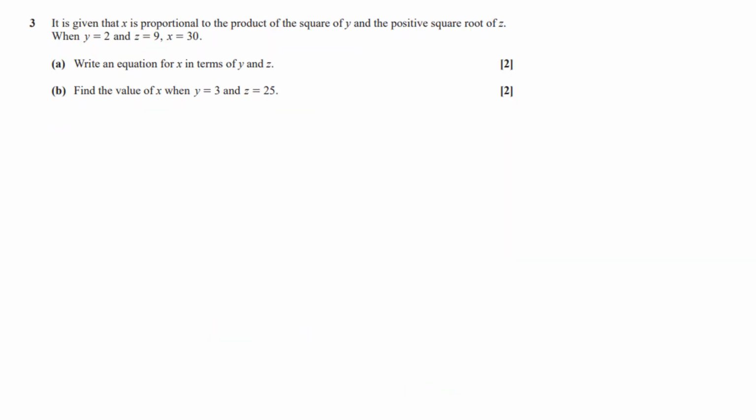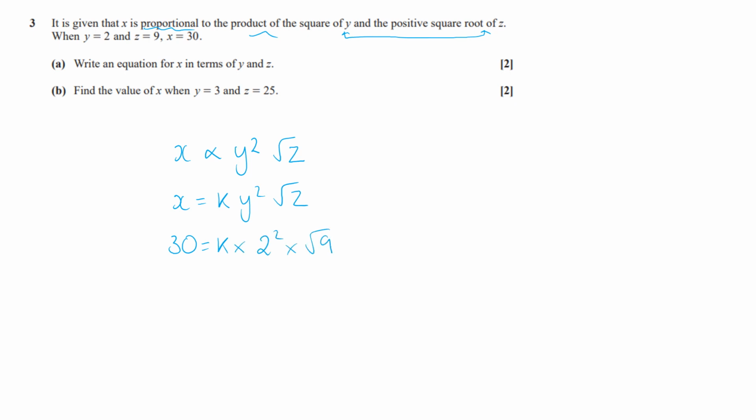This next question is a proportional question. So you do proportionality at GCSE, usually have the x is just proportional to one variable. Here we've got it being proportional to two variables and it's the product, but it's the same idea. X is proportional to the square of y and the square root of z. So we can replace the proportionality sign with x equals k, the constant of proportionality. And then we can use the information that when x is 30, we get that k times 2 squared times the square root of 9.